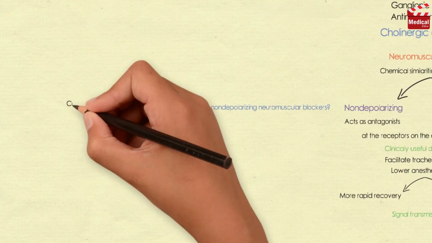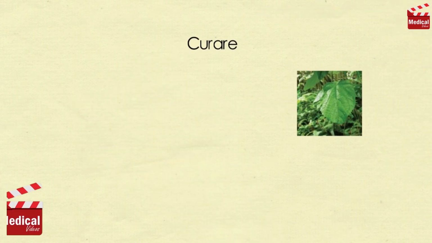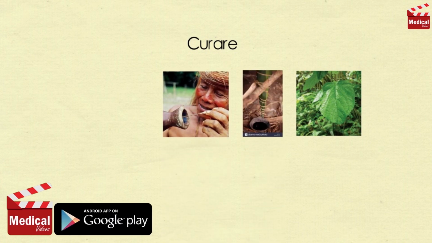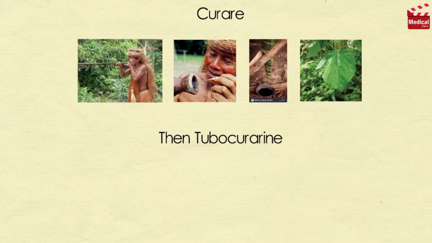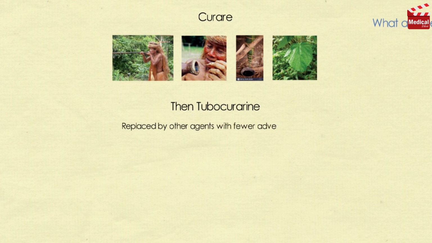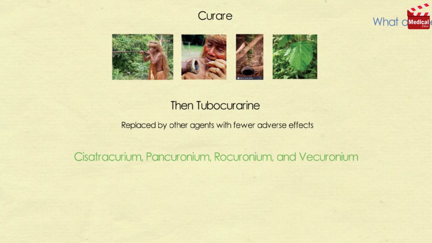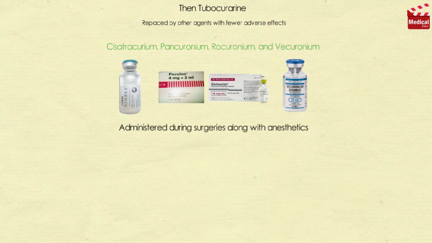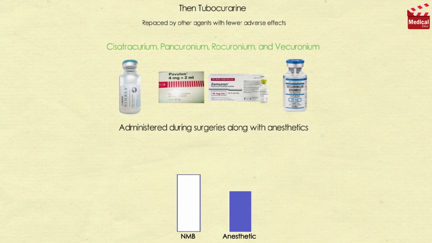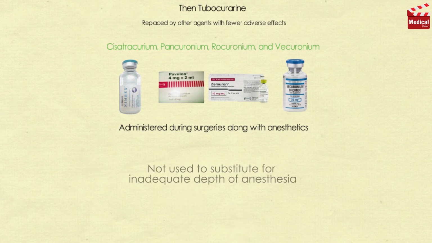The first drug known to block the skeletal neuromuscular junction was curare, which native South American hunters of the Amazon region used to paralyze prey. The development of the drug tubocurarine followed, but it has been replaced by other agents with fewer adverse effects, such as cisatracurium, pancuronium, rocuronium, and vecuronium. And as we said, the neuromuscular blockers are administered during surgeries along with anesthetics, allowing us to produce muscle relaxation with lower doses of anesthetics. So patients recover quickly and completely after surgery. But they should not be used to substitute for inadequate depth of anesthesia.